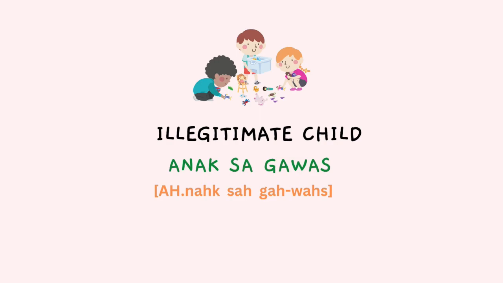Next one, illegitimate child: anak sa gawas. Okay, anak is child, and sa gawas is from outside. So anak sa gawas is illegitimate child.